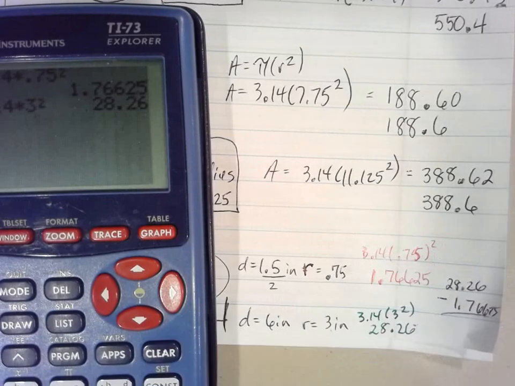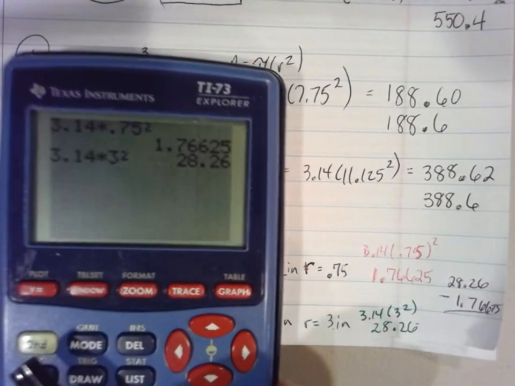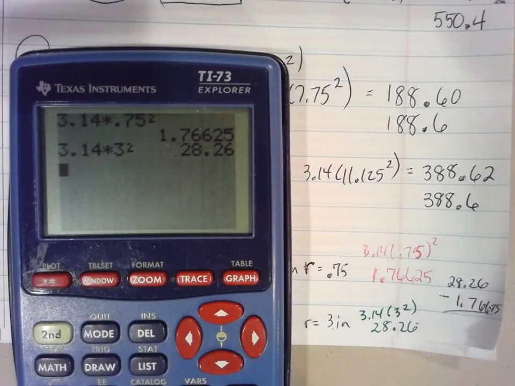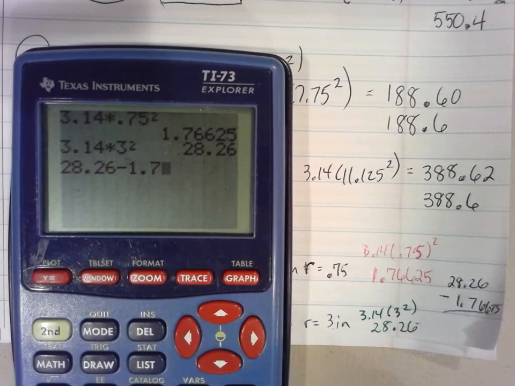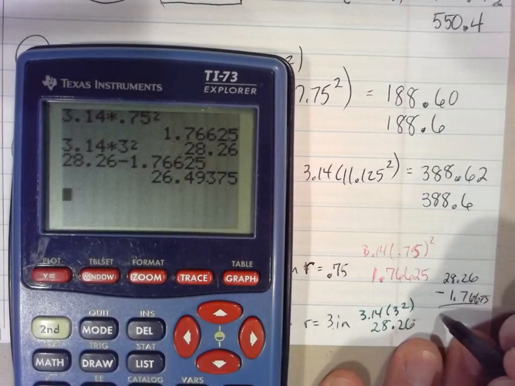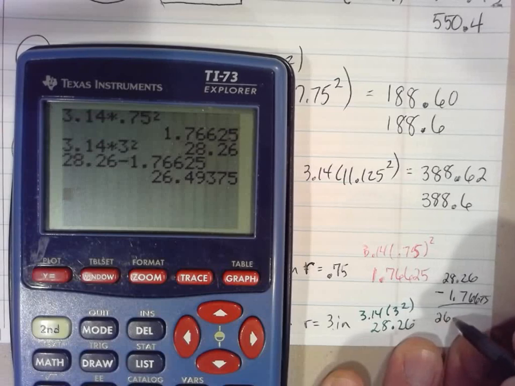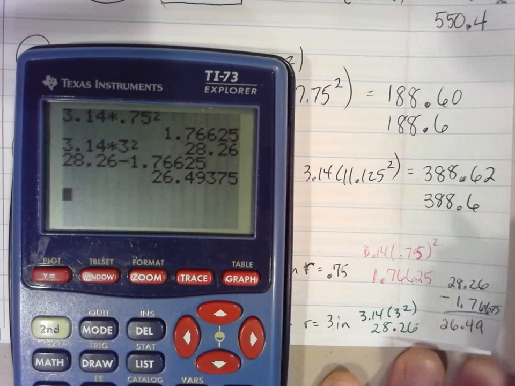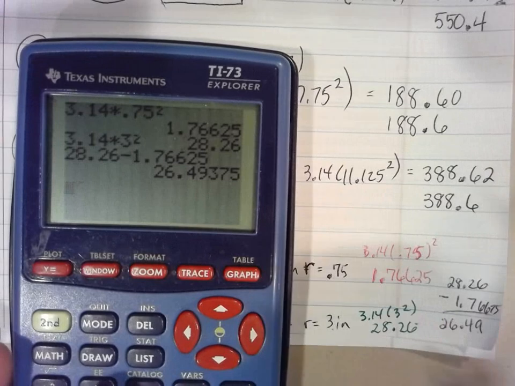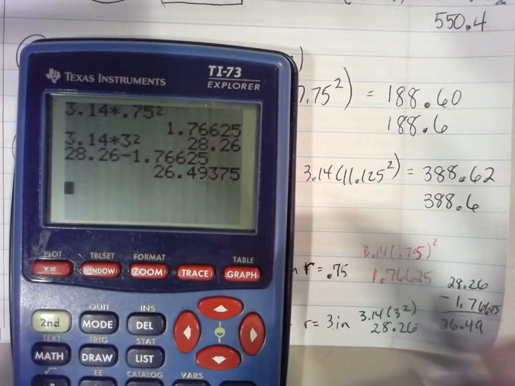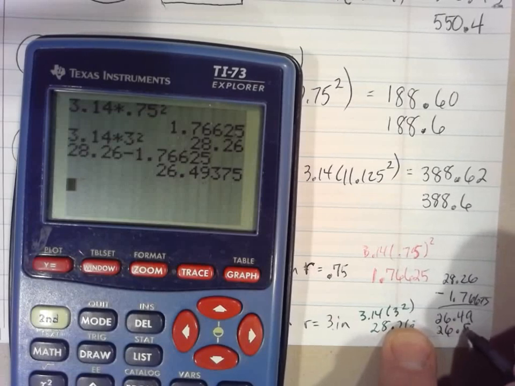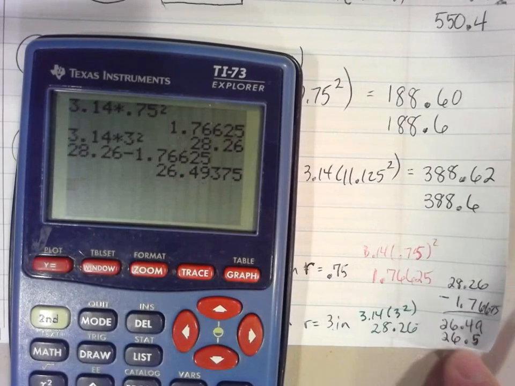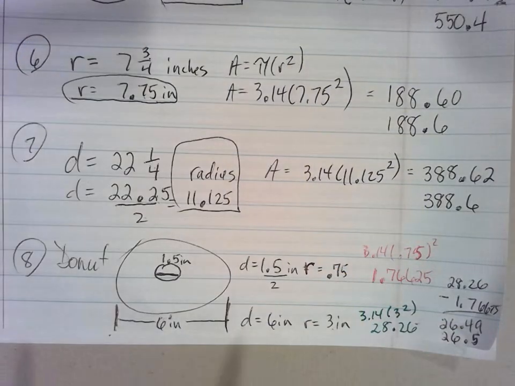1.76625. So I've already got that 28.26 in my calculator right there, so I'm just going to go 28.26 minus 1.76625, and that puts me down to 26.49. Alright, if you went to the nearest tenths place, since there is a 9 right there, that's going to round that up to 26.5. Alright, and that's how much you'd actually eat. You have 26.5 square inches of donut.